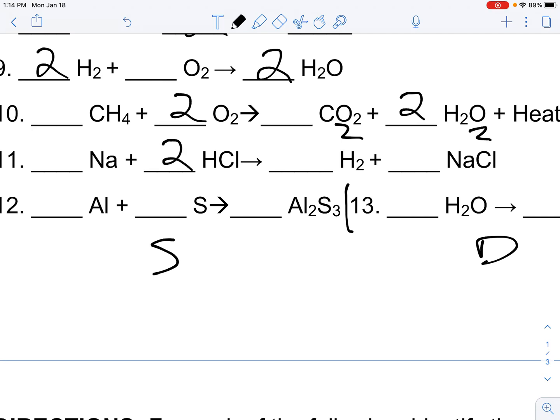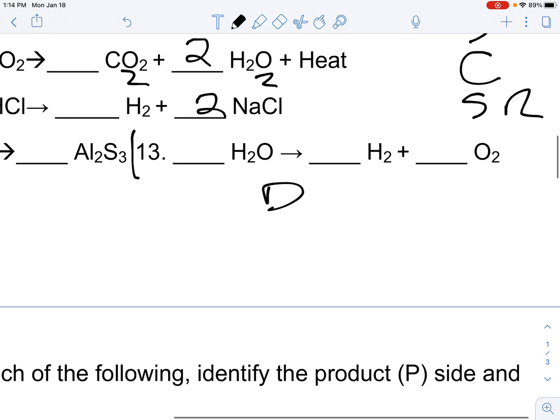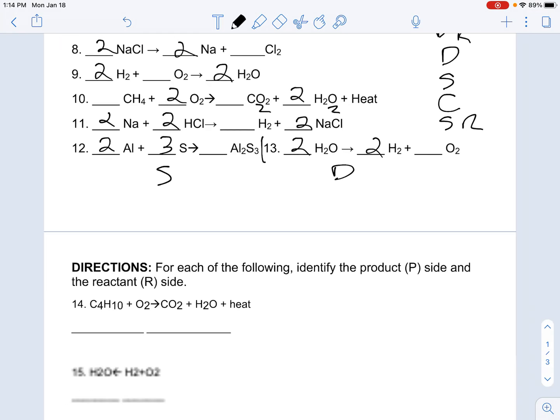Need a 2 there to balance my hydrogens. Needed 2 here to balance my chlorines, and then I needed a 2 there to balance my sodiums. Needed 2 here to balance my aluminums, and a 3 there to balance my sulfurs, and then we're good to go. And to balance my last decomp here, 2 there to balance my hydrogens, 2 there to balance my hydrogens.